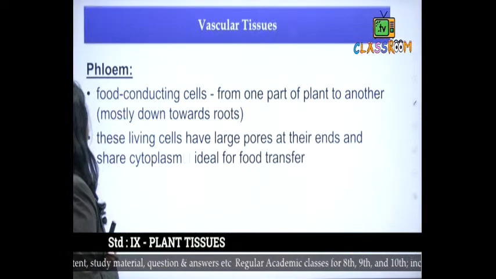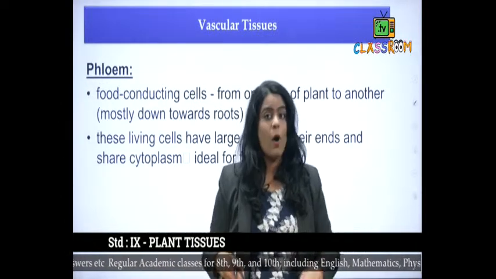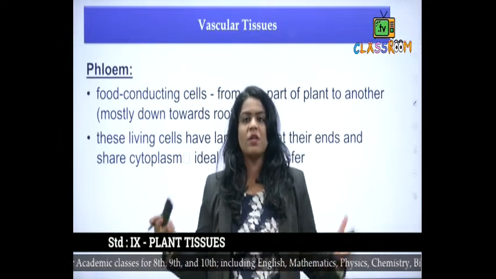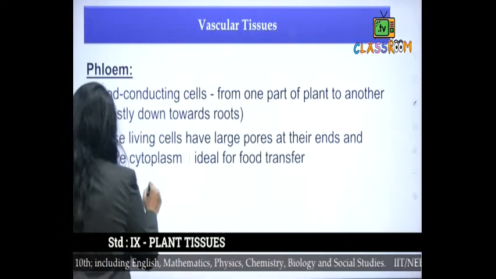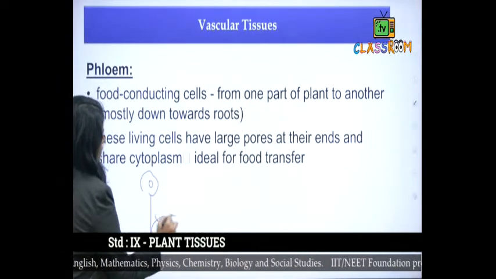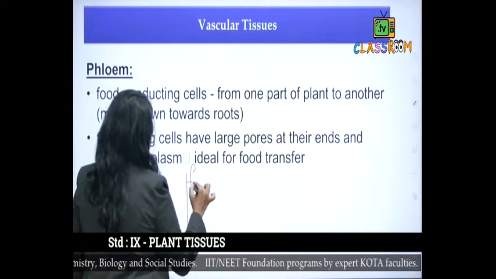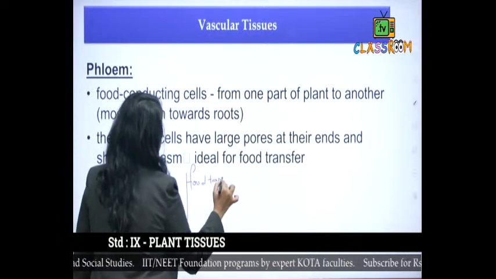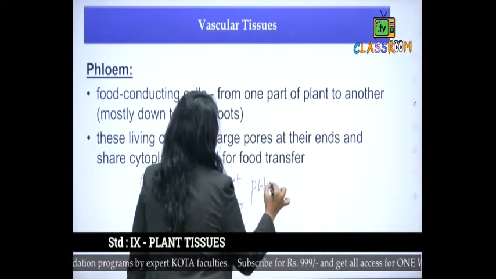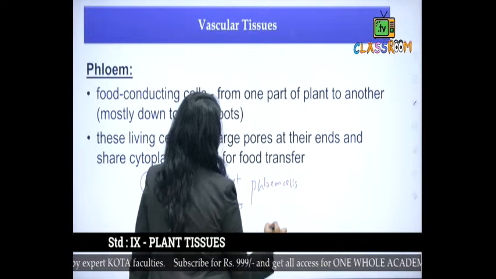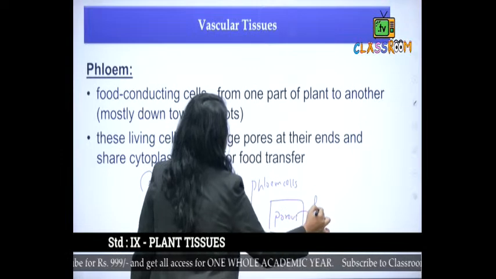Now coming to phloem. In phloem there is transportation of food, but the direction is opposite to that of the xylem. The food transportation occurs from other parts of the plant to the roots. So it is a downward direction. The transportation of food over here takes place in this direction. Okay, and the phloem cells are alive and they are porous, which helps in food transfer.